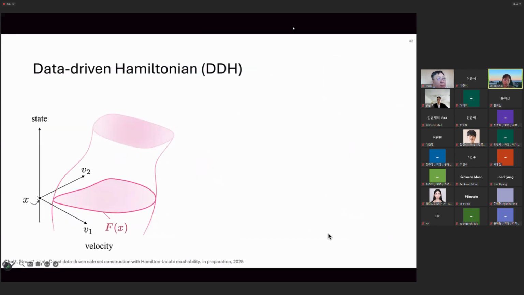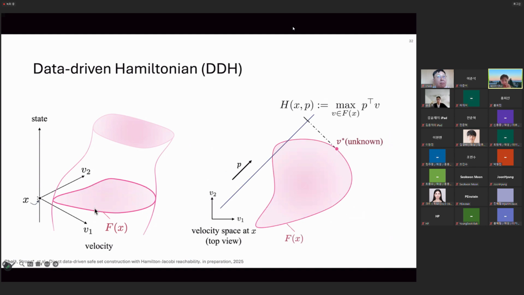Based on this abstraction, I'm ready to present the main concept of the data-driven Hamiltonian. This is a cartoon diagram of the state space and the state velocity space, where the vertical axis is the state and the horizontal dimension is the velocity. Depending on where our state is, we have various velocity bounds. If we take the top-down view of this velocity bound, it will look like this, which is unknown to us because we don't have the dynamics equation. Given the objective direction P, we want to evaluate the maximum we can achieve. In this case, this red point will be the optimum we want to find.